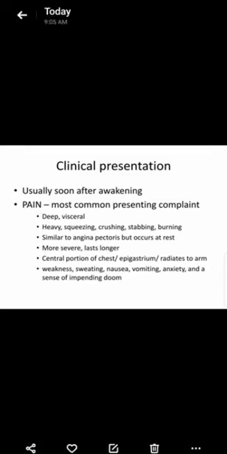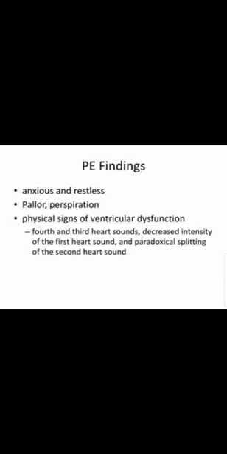Pain in the central portion of the chest or epigastrium, radiating to the arm, with a sense of weakness, sweating, nausea, vomiting, anxiety, and a sense of impending doom. Then what will be the findings? Anxious and restless, pallor, perspiration, physical signs of ventricular dysfunction, fourth and third heart sounds, decreased intensity of the first heart sound, and paradoxical splitting of the second heart sound. These are the findings you will find.